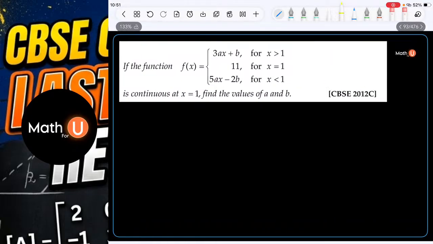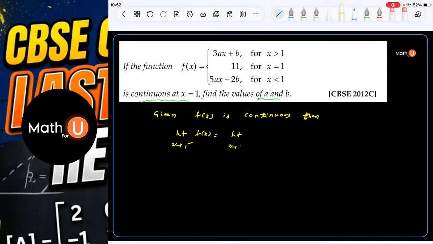Okay, next this is the question. If the function is this and it is continuous at x equal to 1, they are asking to find what is A and B. Given that f of x is continuous, then left hand limit at 1 is equal to right hand limit, that is equal to functional value. These three quantities are equal.